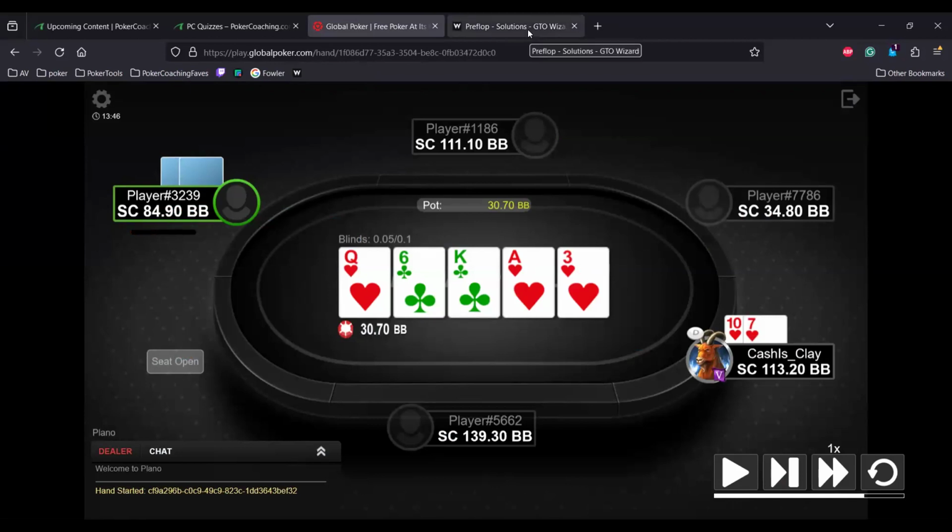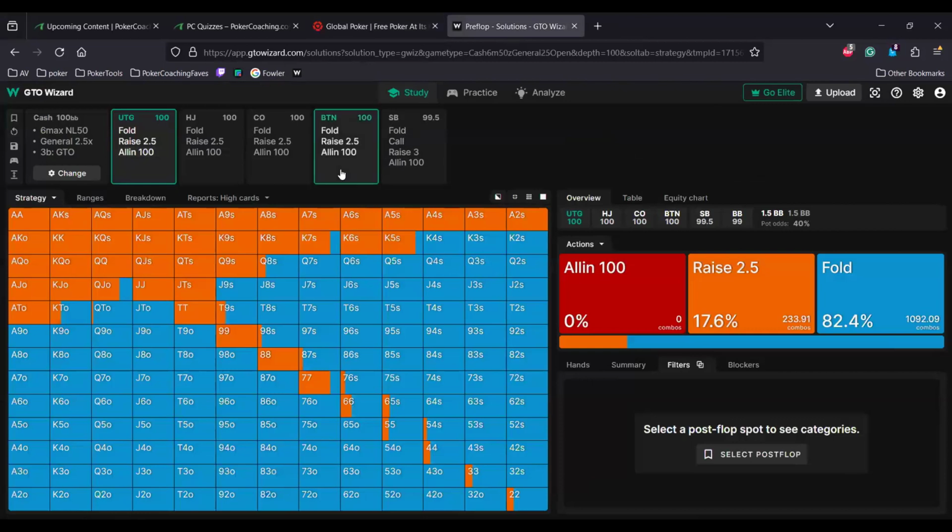Do you guys want to see this resolved or shall we move on? Yeah, let's see it in solver. Yeah, I like this third hand. This will be a good learning experience.